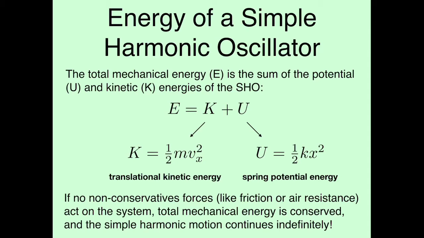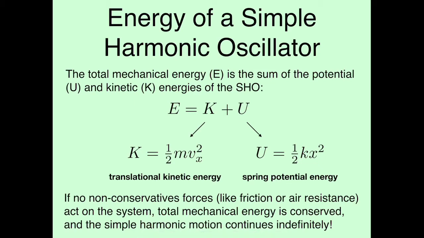So assuming that there aren't any non-conservative forces like friction or air resistance that act on the system, we know the total mechanical energy is going to be conserved. And if your mechanical energy is conserved, that means your system is not losing mechanical energy over time as it oscillates. And that means the motion will just happen indefinitely. It will continue forever, oscillating back and forth.